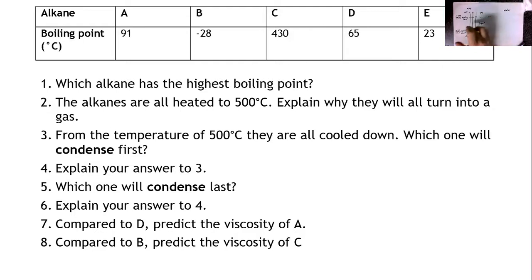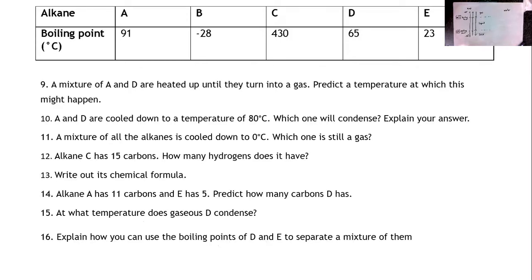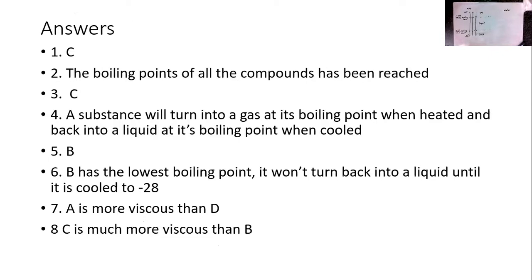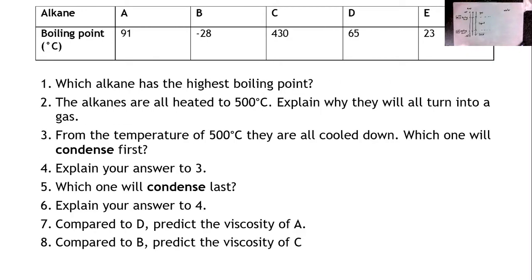If you're not sure how to do that, you need to do what I've done here and draw a number line to see how that works. Go back in the video, watch the number line and figure out how that one works. Explain your answer to question 3. So the answer to question 3 is that a substance will turn into a gas at its boiling point when heated and back into a liquid at its boiling point when it's cooled. So because C had the highest boiling point here, 430, it will turn back into a liquid at 430 when we're cooling down from 500.